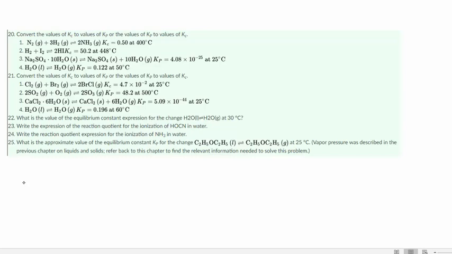Number 20, we're going to convert values of Kc to Kp. Remember, Kp equals Kc times RT raised to the delta n. So we're going to start with number 1. Kp is what we're going to calculate because we are given our Kc.